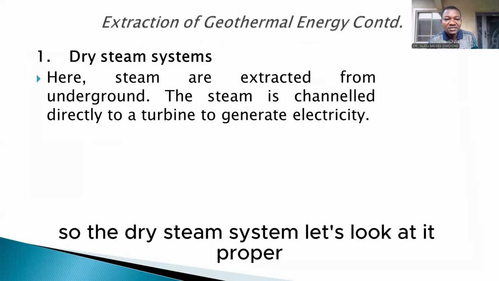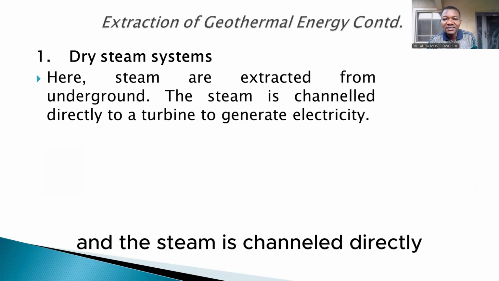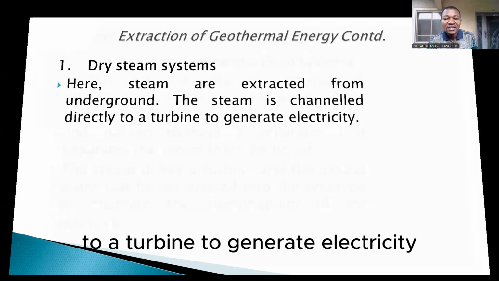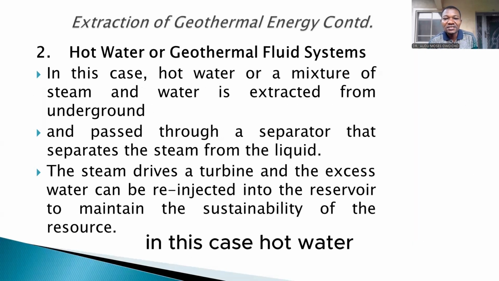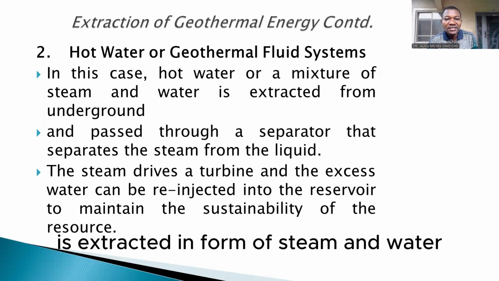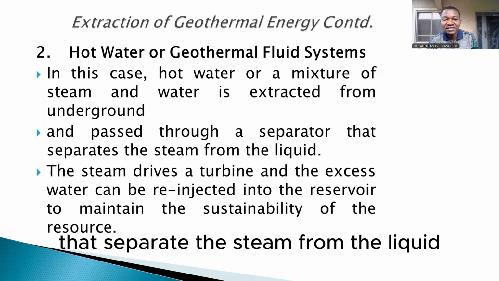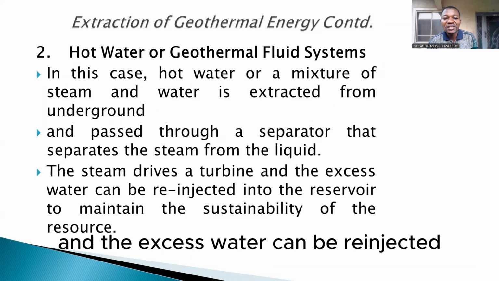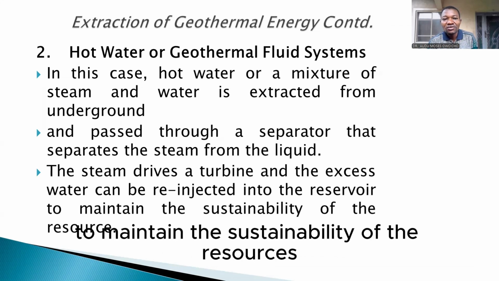So the dry steam system, let's look at it properly. Here, steam is extracted from the underground, and the steam is channeled directly to a turbine to generate electricity. Then the hot water or geothermal fluid system. In this case, hot water is extracted in form of steam and water from the underground, and this is passed through a separator that separates the steam from the liquid, and the steam drives a turbine, and the excess water can be reinjected into the reservoir to maintain the sustainability of the resources.